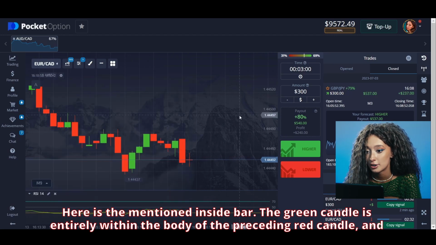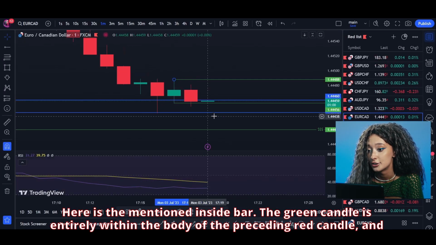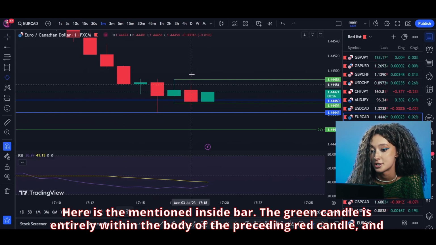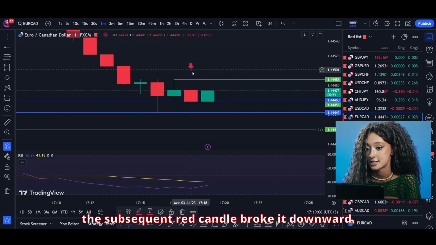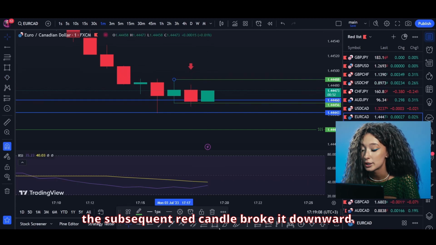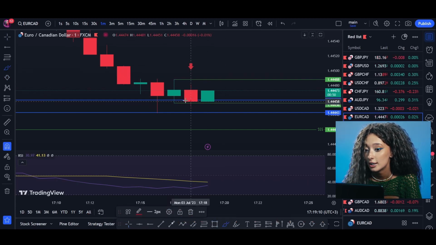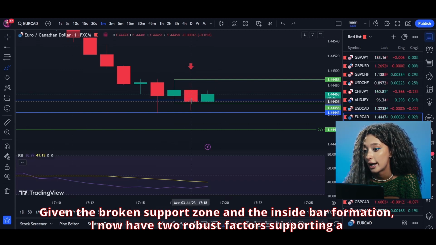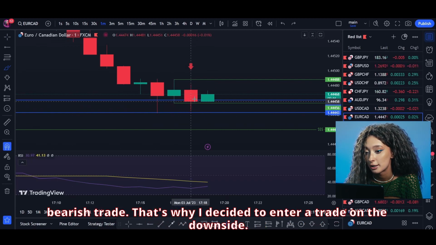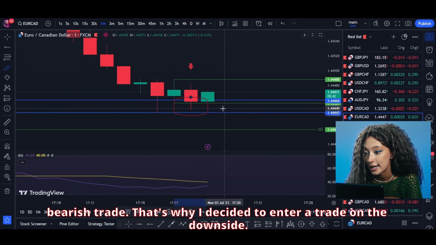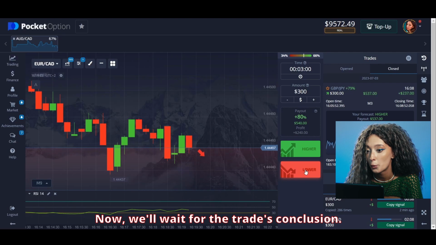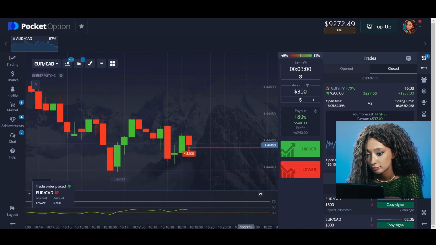Here is the inside bar. The green candle is entirely within the body of the preceding red candle, and the subsequent red candle broke it downward. Given the broken support zone and the inside bar formation, now I have two robust factors supporting a bearish trade. And that is why I decided to enter a trade to the downside. Now we'll wait for the trade conclusion.